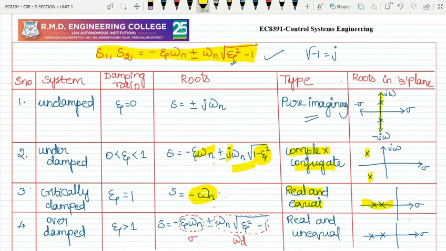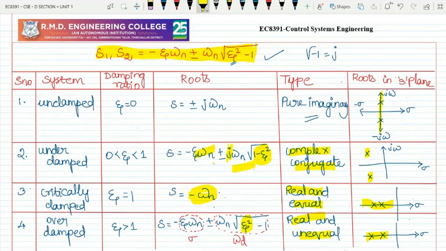Then overdamped is the last case, epsilon greater than 1. When I substitute in that equation, with epsilon greater than 1, my answer will be minus epsilon omega n plus or minus omega n into root of epsilon square minus 1. There is no problem, because epsilon has to be greater than 1, so we keep the equation as it is. Therefore, my type of root will be real and unequal. All the terms will have only real terms, because I am not having any j term. That's why my answers will lie on the negative real axis, because the minus is in the first term.